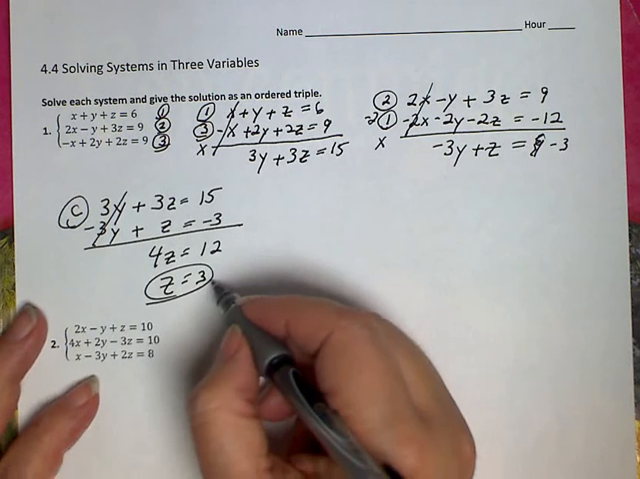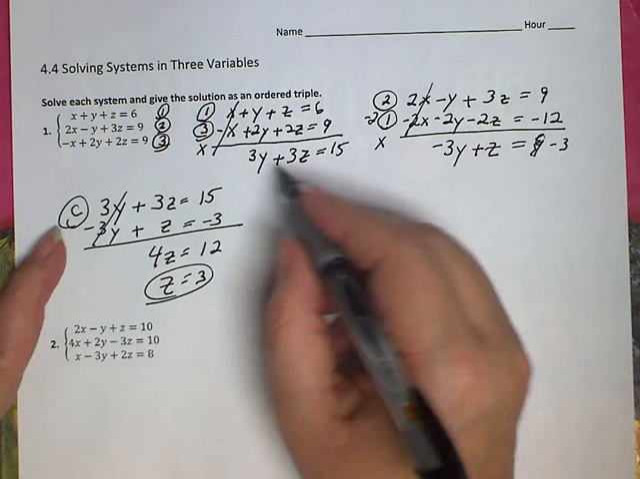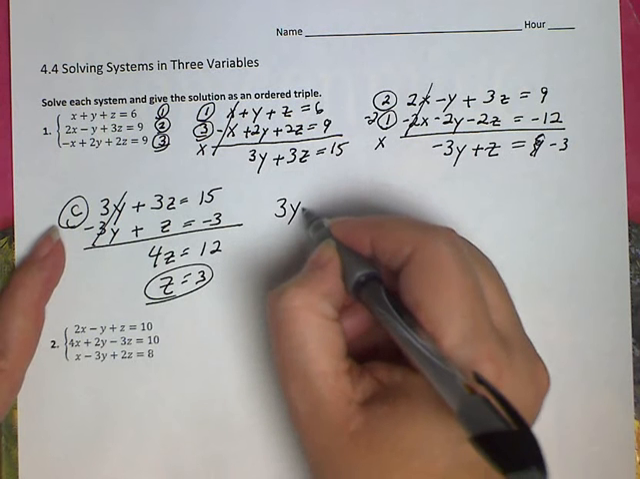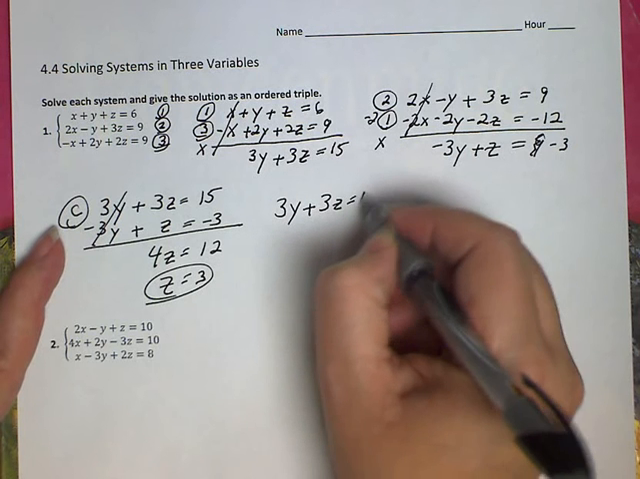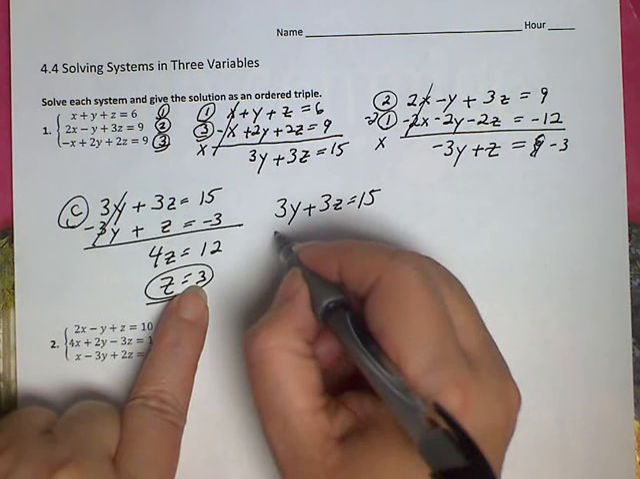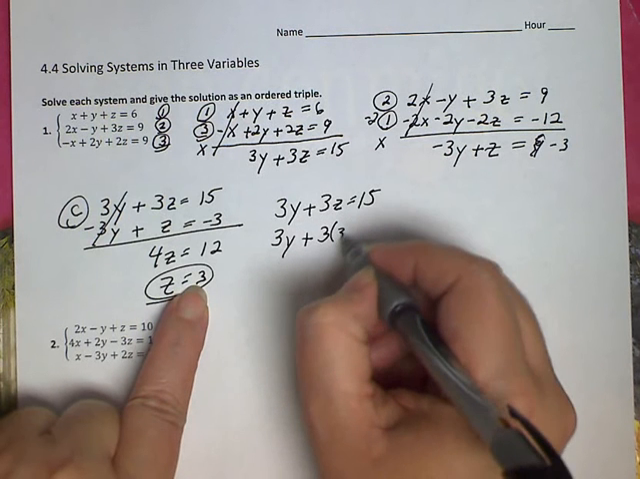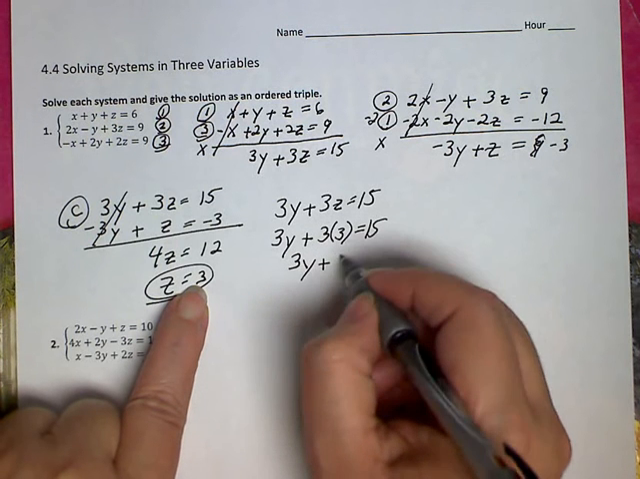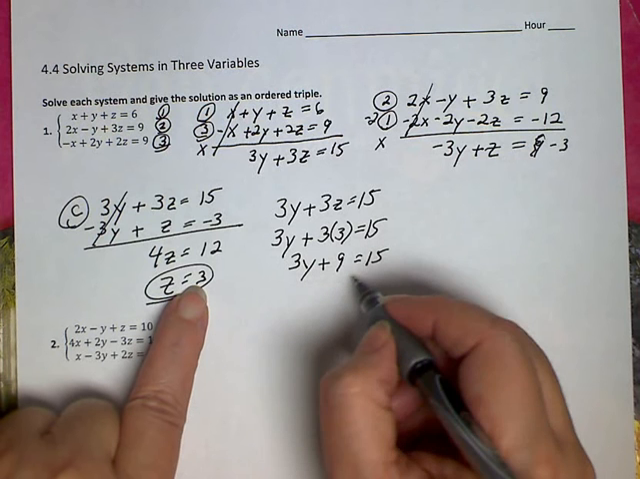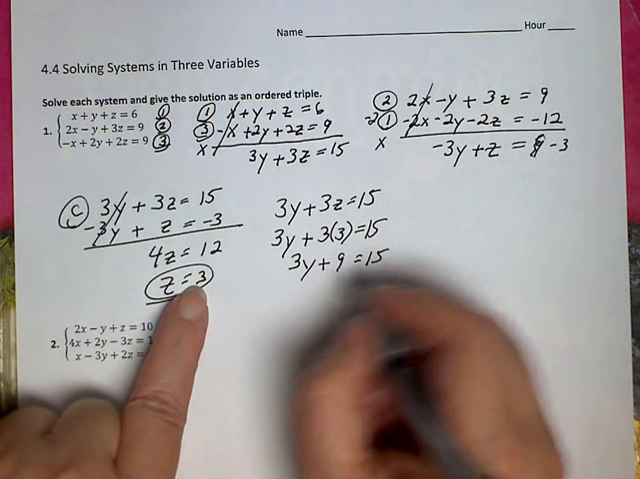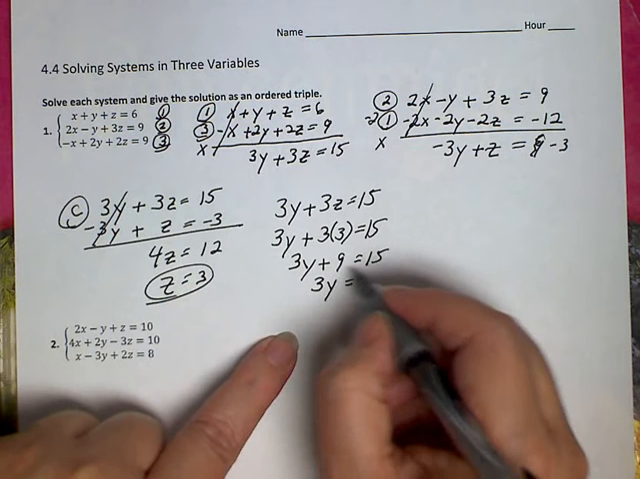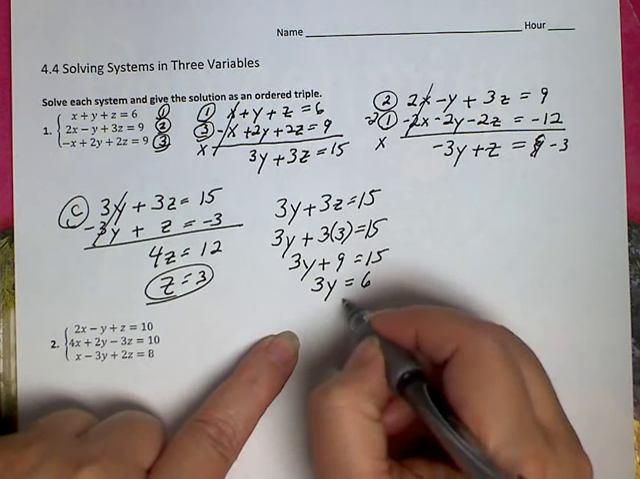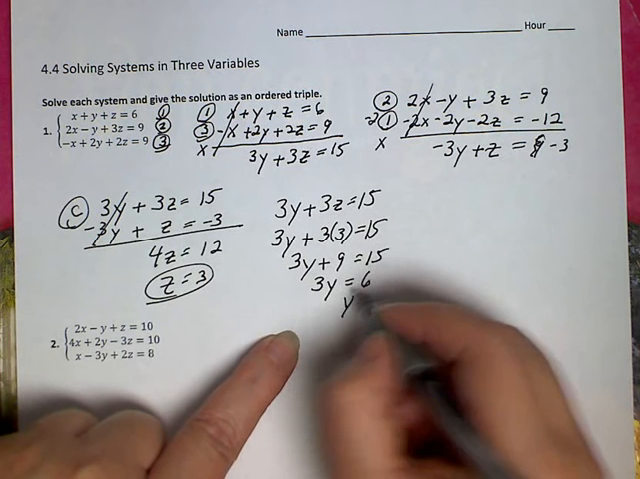Z is 3, we have to find out what y is. So since it's here, there's a z only, so I'm going to go 3y plus 3z is equal to 15. Plug that 3 in for z, so I have 3y plus 3 times 3 is 15. 3y plus 3 times 3 is 9 is equal to 15. Subtract 9 on both sides, so I have 3y is equal to 15 minus 9 gives me a 6. Y is equal to, divide by 3, 2.